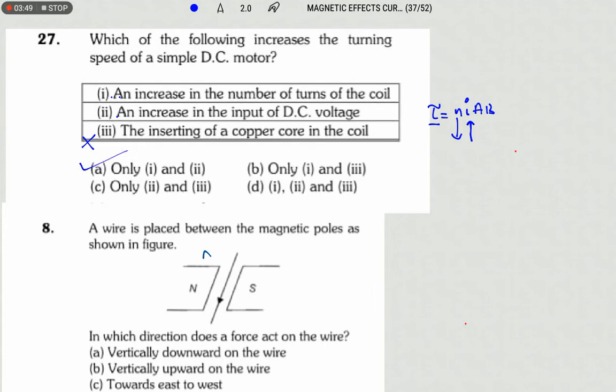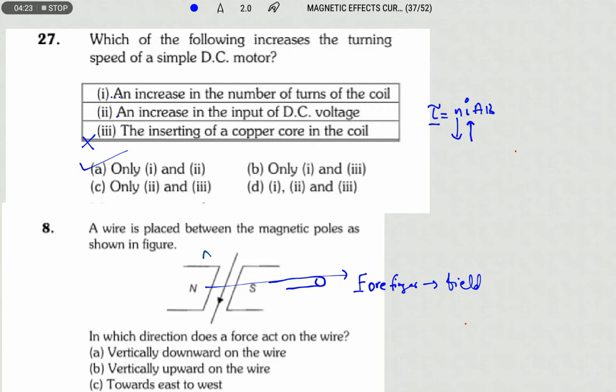A wire is placed between the magnetic poles as shown in the figure. In which direction does the force act on the wire? So this is the direction of the magnetic field. We need to analyze with the help of Fleming's left hand rule. According to Fleming's left hand rule, we need to stretch our forefinger, central finger and thumb. The forefinger we need to stretch in the direction of the magnetic field. So this is the direction of the magnetic field, so forefinger.